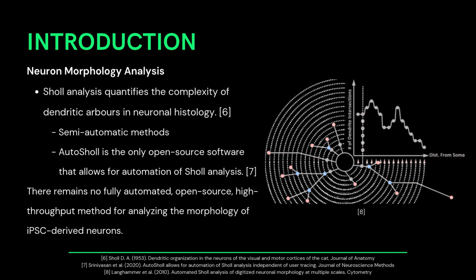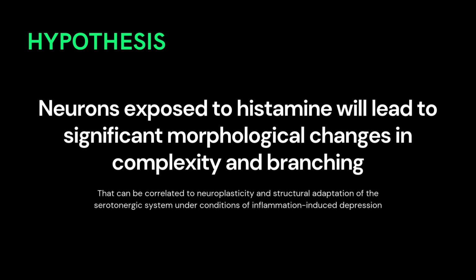So all in all, this leads to our main hypothesis, the key point of this study, which is that histamine exposure leads to significant changes in neuron structure, affecting their complexity and branching, which can then be correlated with innervation changes.